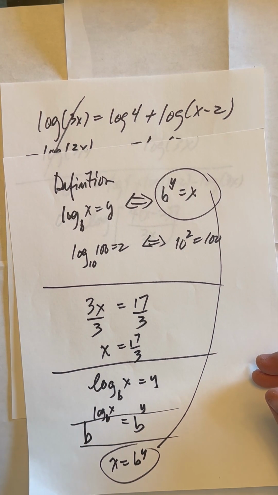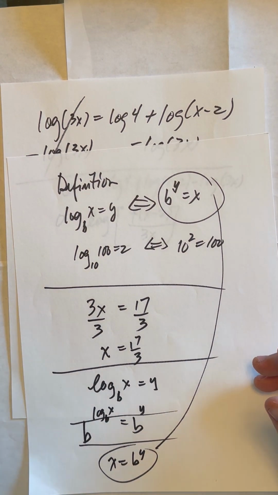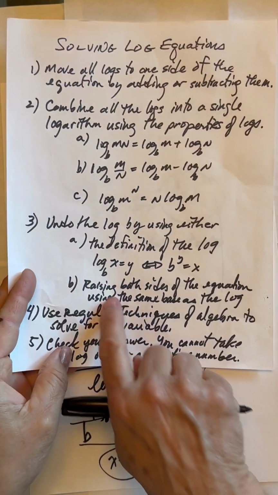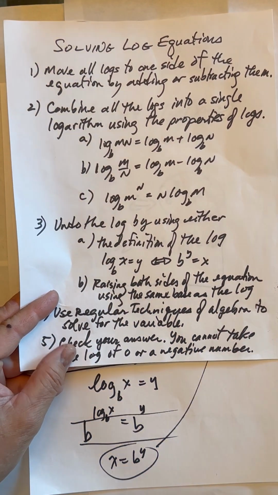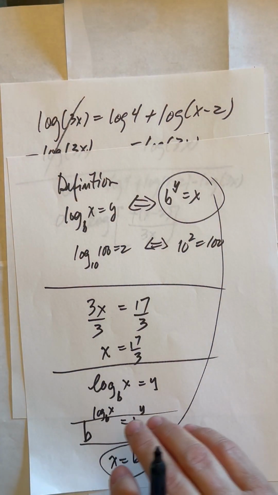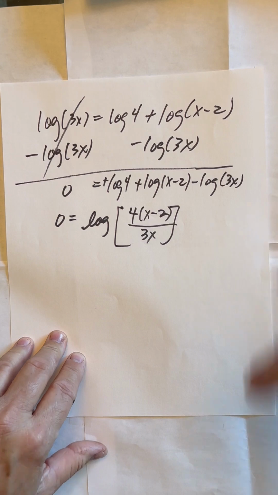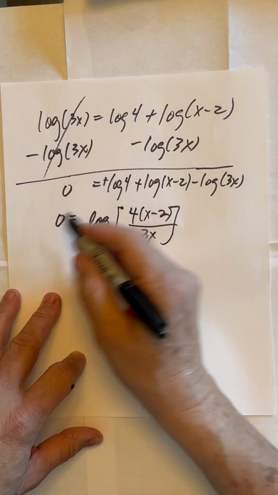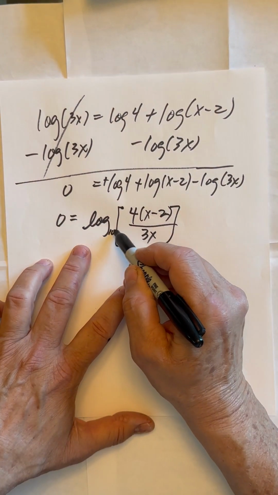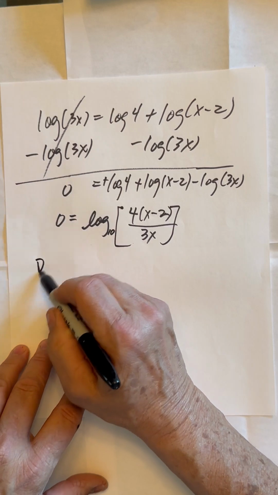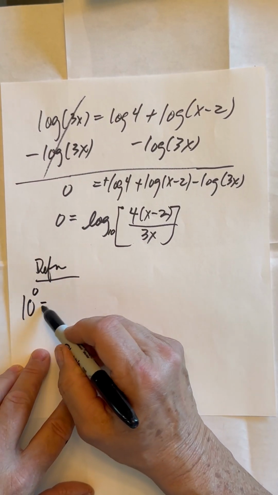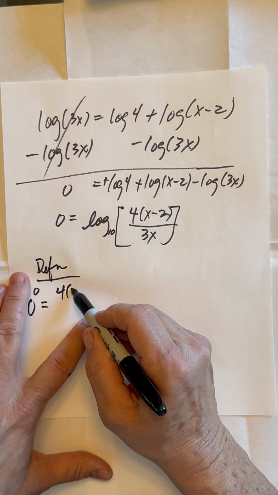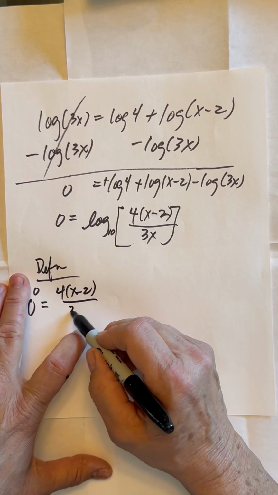So I use theory where you basically raise both sides of the equation using the same base as the log. It's more writing, I understand that. But 2 classes from now, when you've completely forgotten the definition, the theory you'll carry with you. So I'm here, it's understood base 10 even though it's not written. If I use the definition, I'll say 10 to the 0 equals 4 times x minus 2 over 3x.